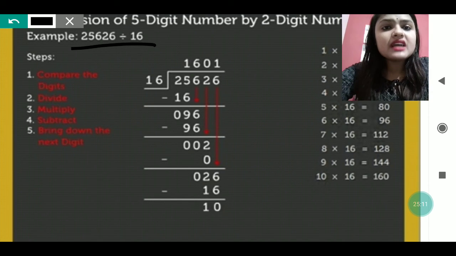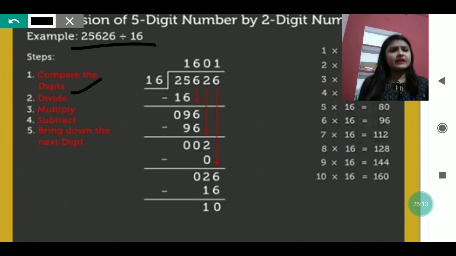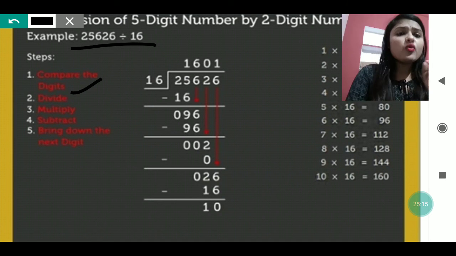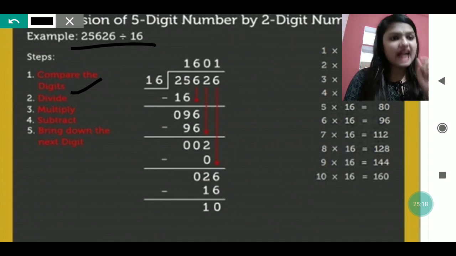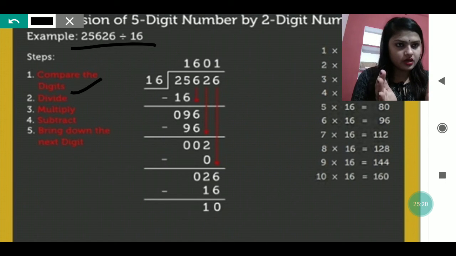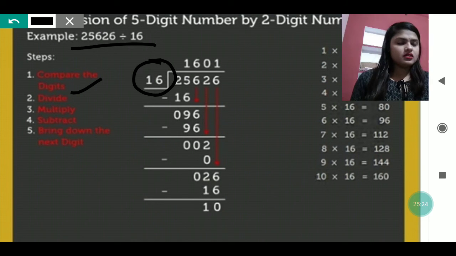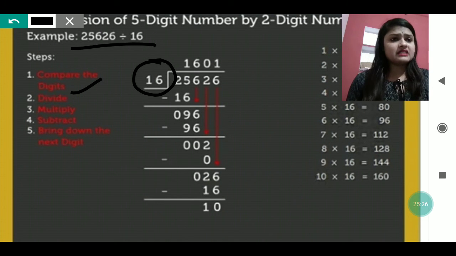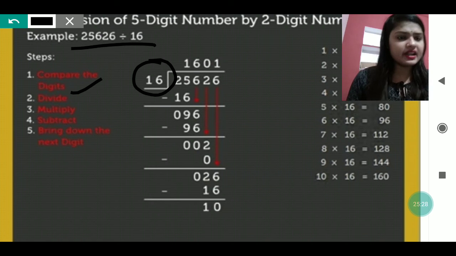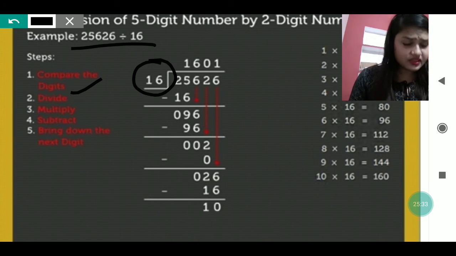Compare the digits. The process is the same. The digits are 2, 5, 6, 2, 6, which we have written first in the dividend column. And which is the number with which we have to divide it? 16. 16 is the divisor here.